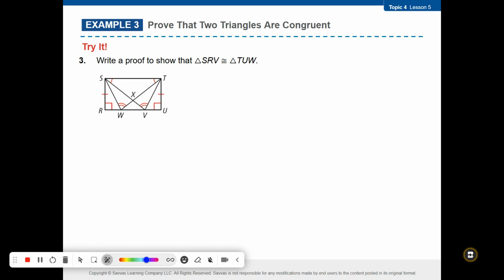Okay? So for part 6 in this case, now remember, we proved this triangle and this triangle congruent, so I'm going to talk about SV being congruent to TW. And that is going to be by what? Who can tell me? Yeah, very good.